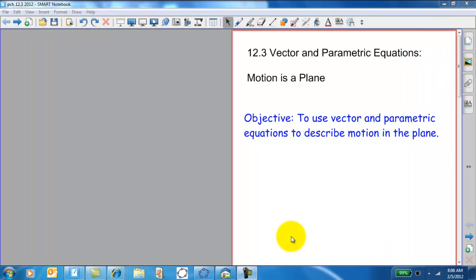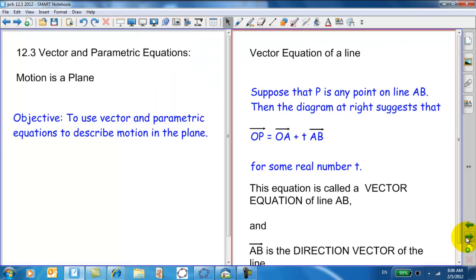Hello pre-calculus honors students, here we are with 12.3 vector and parametric equations, and we're going to use it to describe motion in the plane. Now, let's take a look at what it means to have a vector equation of a line.